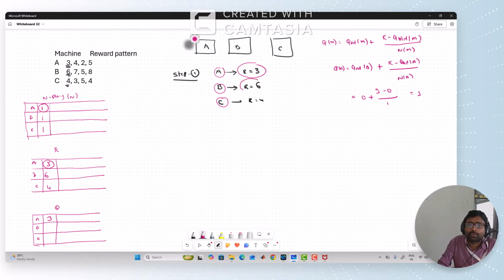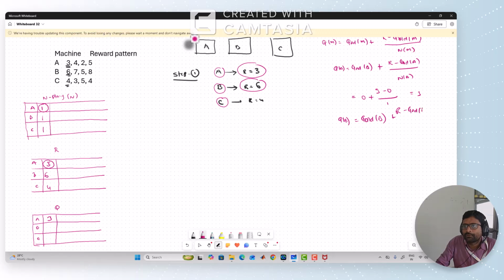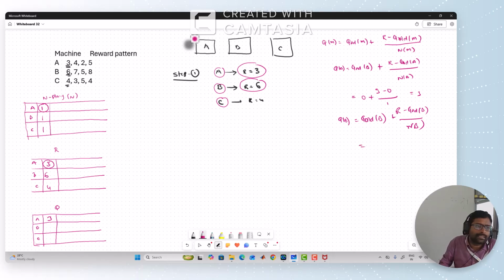Similarly, when you go to machine B, that means Q of B equals Q old of B plus R minus Q old of B, divided by N of B. Because B played for the first time, the previous value will be 0. What is the reward you are getting? 6 rupees. So 6 minus 0, number of times it participated only one time. So this is equal to 6. So this will be updated as 6.